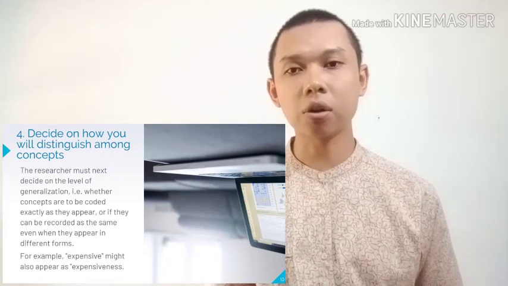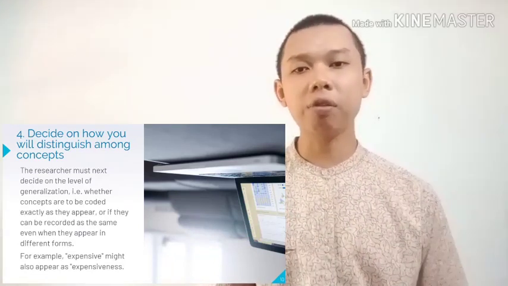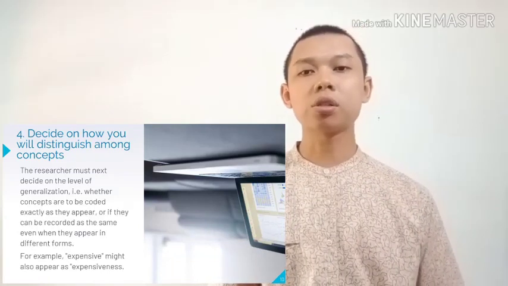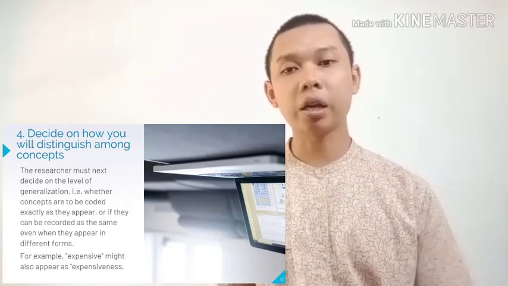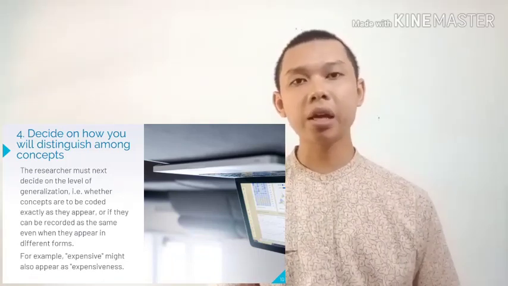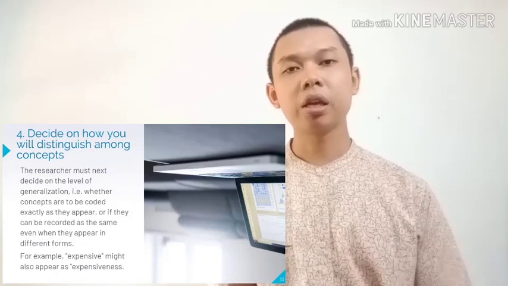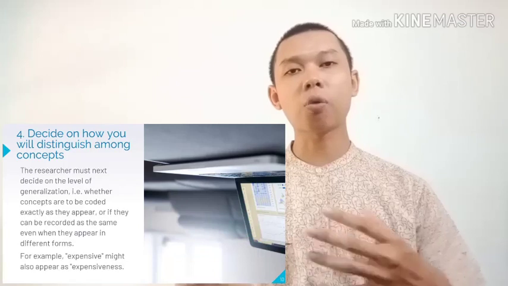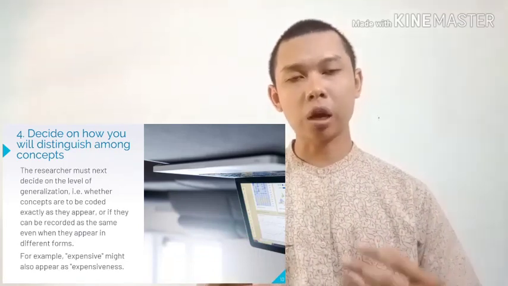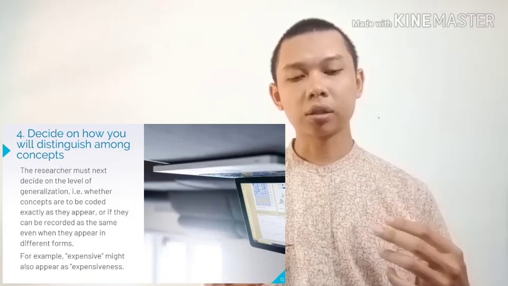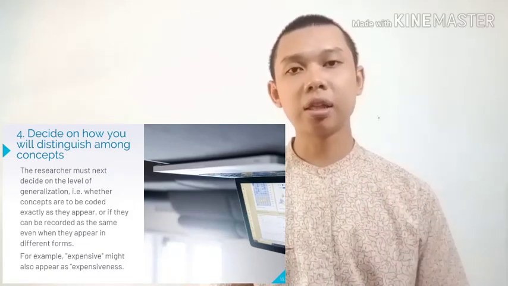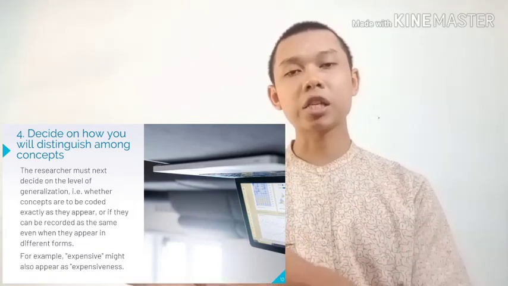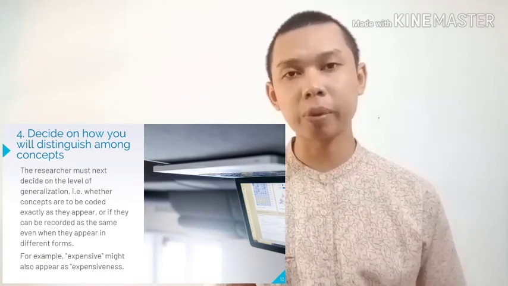Next, the fourth step is to decide how we'll distinguish among concepts. The researcher must next decide on the level of generalization. For example, whether concepts are to be coded exactly as they appear, or if they can be recorded as the same even when they appear in different forms. For example, expansive might also appear as expansiveness. We have to use our accuracy, maybe our cleverness, to distinguish the terms. For example, expensive can be different from expensiveness.